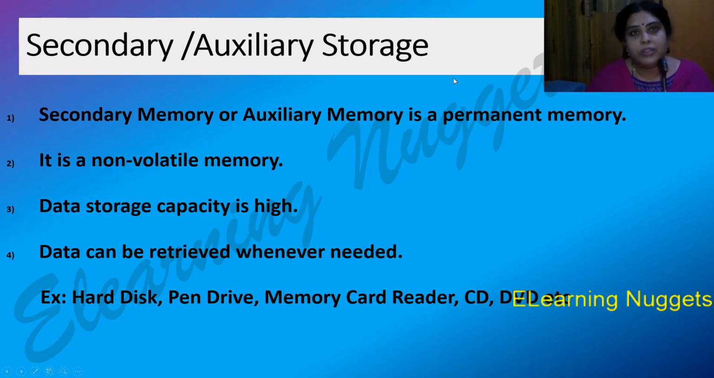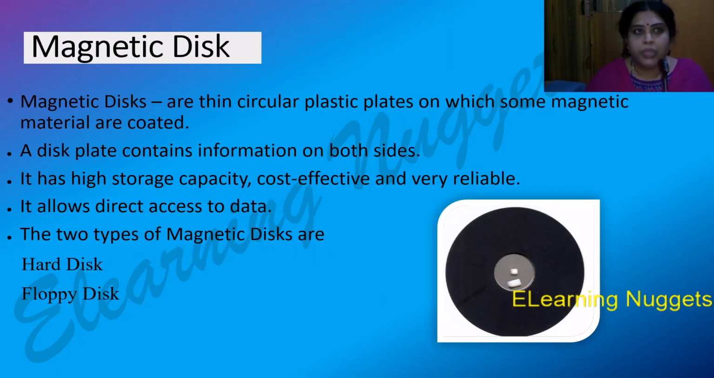So in the secondary storage also, that's what happens. The permanent memory is going to be stored for you, and you can retrieve this data when and where you are required. Hence it's a permanent memory. So what happens? It automatically becomes a non-volatile memory, and the data storage capacity is very high.